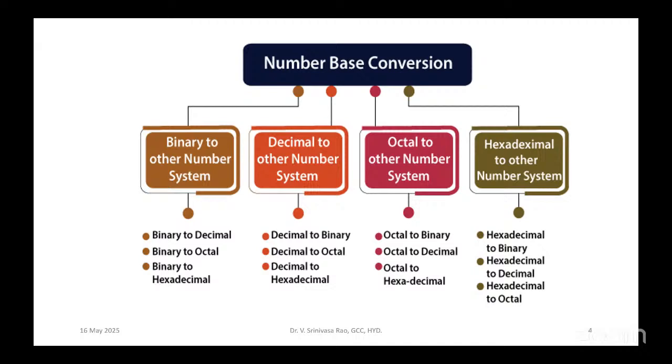And what methods are you going to use? How are you going to convert these numbers into different systems? For decimal: decimal to binary, decimal to octal, decimal to hexadecimal. For octal: octal to binary, octal to decimal, octal to hexadecimal. Finally, hexadecimal to binary, hexadecimal to decimal, hexadecimal to octal. So these many number systems are there which we are going to convert.